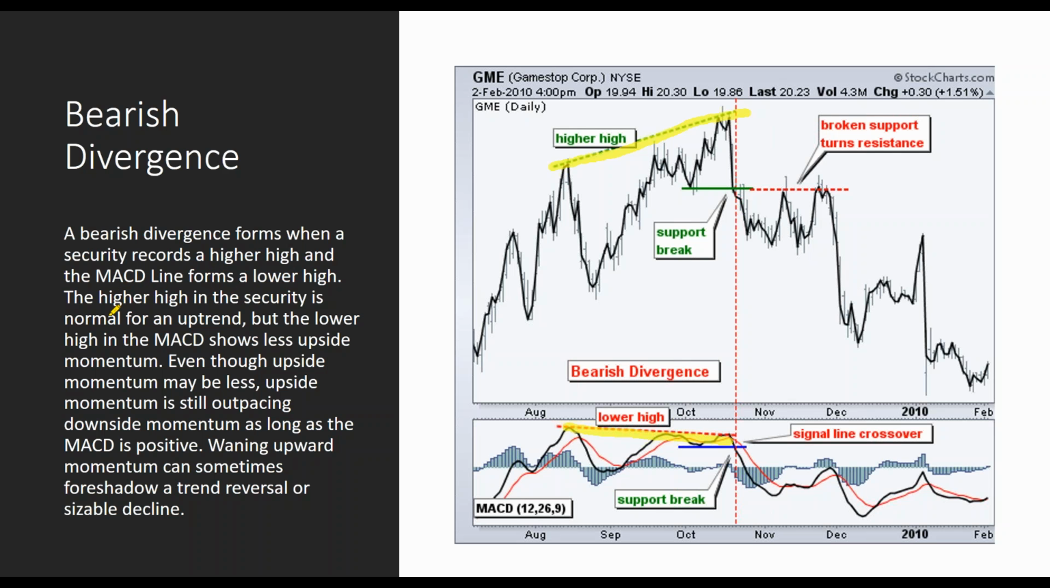The higher high in a security is normal for an uptrend, but the lower high in the MACD shows less upside momentum. Even though upside momentum may be less, upside momentum is still outpacing downside momentum as long as the MACD is positive. Waning upward momentum can sometimes foreshadow a trend reversal. So in other words, we have higher highs and we have an uptrend. Okay. But because the MACD is not climbing in the same direction, what it's telling us is the strength of that move is easing. So that's telling us not that you're going to have a reversal right now, but that is a foreshadow of a trend reversal.